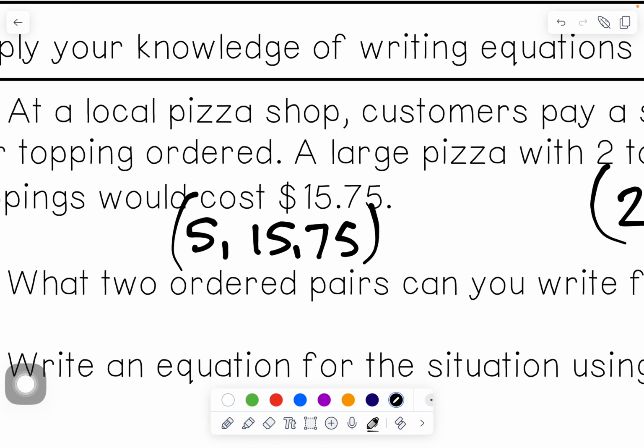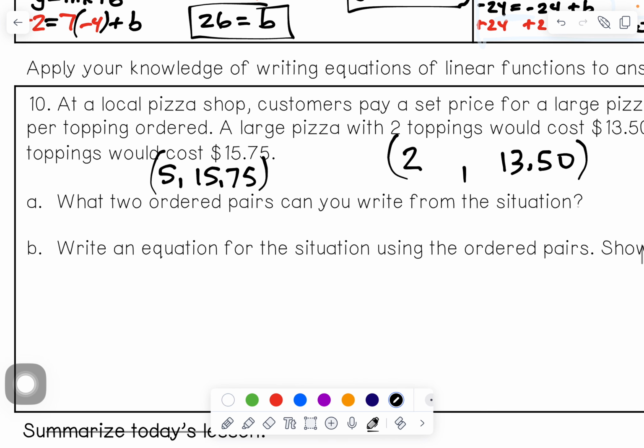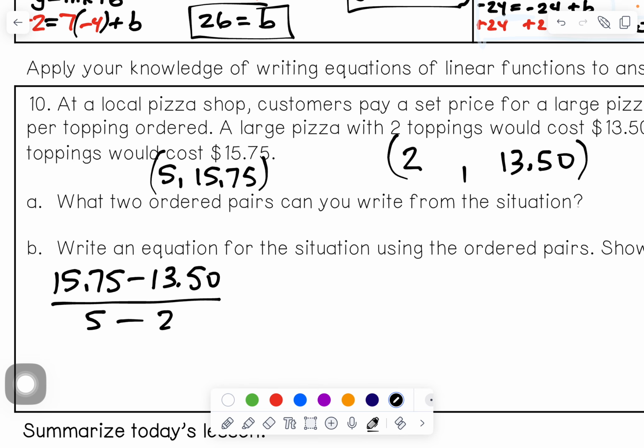So what we want to do is try to write the equation using those 2 ordered pairs. That's going to tell us how much it costs per topping and how much the original cost of the pizza was. So I'm still doing my slope. I'm going to do y minus y over x minus x. So I have $15.75 minus $13.50 on top. And then I'm going to have 5 minus 2 on the bottom.